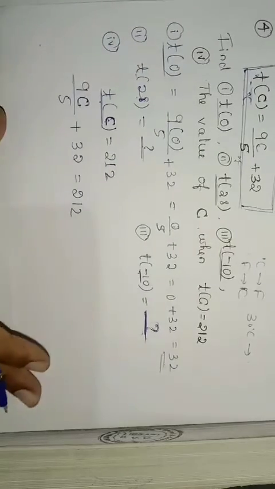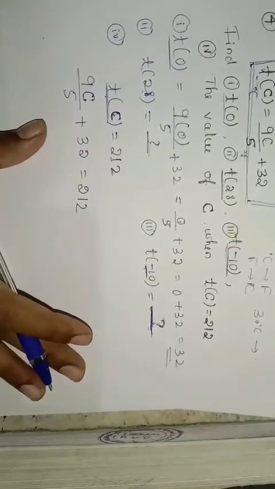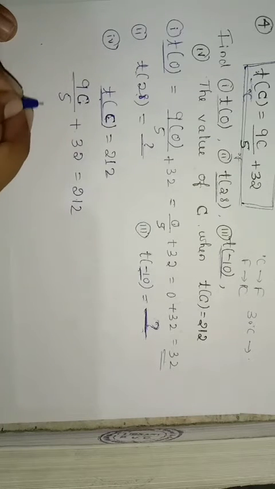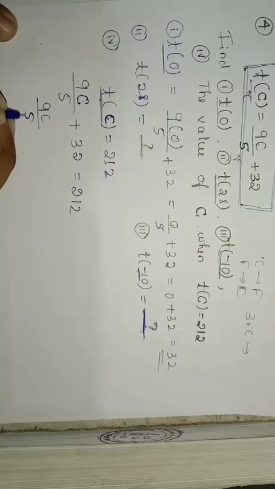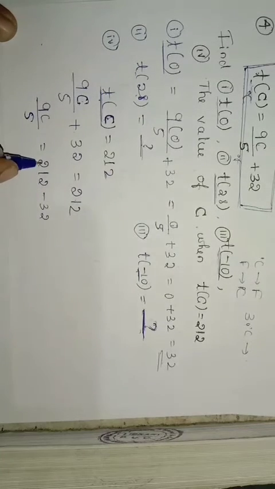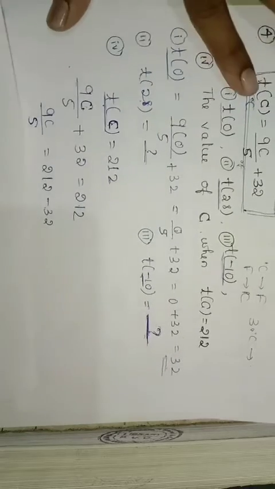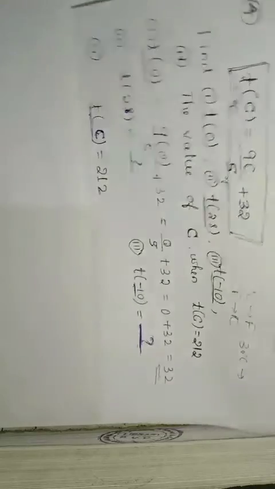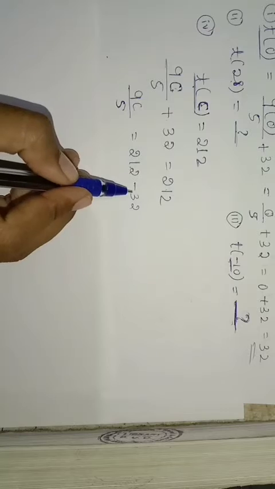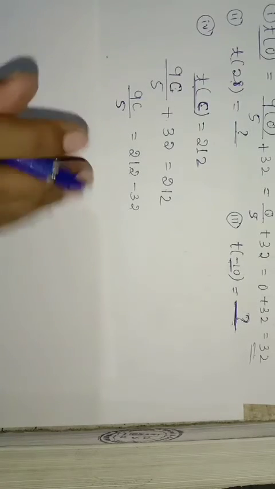So that's why what I will do here is, see, 9c by 5 plus 32 is equal to 212 means 9c by 5 will be 212 minus 32. Okay, 212 minus 32. So what is 212 minus 32? That will be 180. So what happens here?